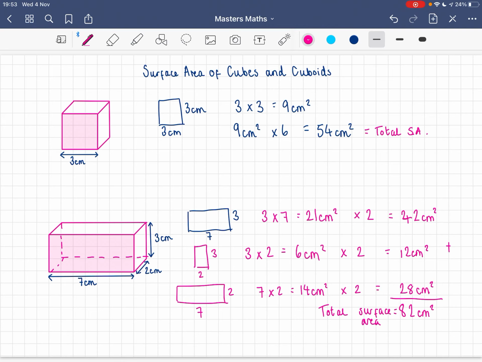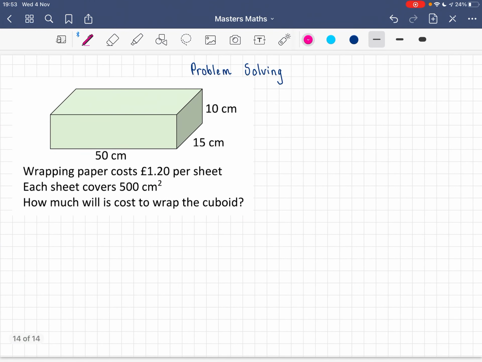Okay. So we're now going to use that to solve a problem. So let's move along. We have a cuboid, we have a box, we're going to wrap it up for a present. We are told wrapping paper costs £1.20 per sheet and each sheet covers 500 centimetres squared. How much will it cost to wrap the cuboid?